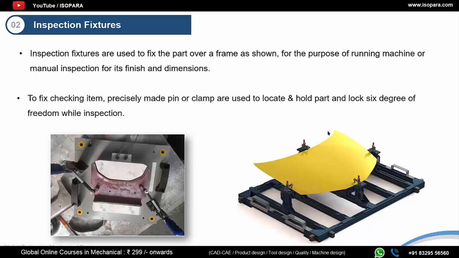Now in order to properly fix or hold the product we need to inspect, precisely made pins or clamps are used to locate and hold the part and lock 6 degrees of freedom. Every component has 6 degrees of freedom. A degree of freedom is basically the number of variables which can determine the position of any part.